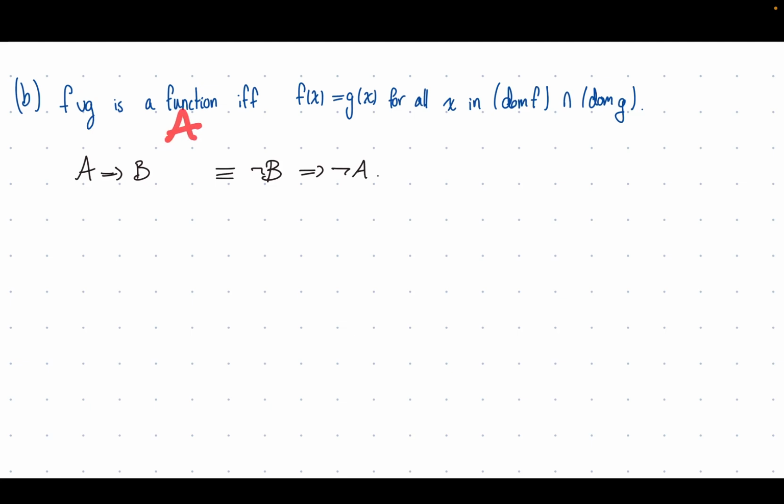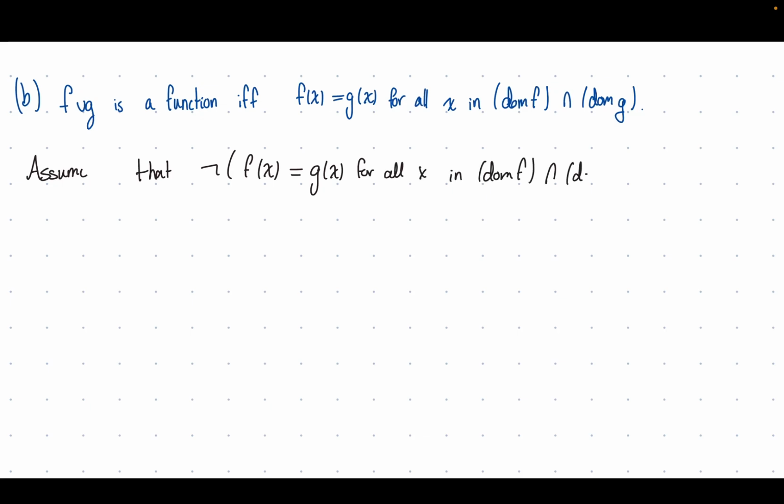So, taking this left-hand side to be A and this right-hand side to be B, what I'm going to do is, instead of showing that f union g being a function implies that these are equal for every x in the intersection of the domains, I'm going to show that if this is not true, then this can't be true either. Right? So let's do that. Now assume that it is not the case that f of x is equal to g of x for all x in domain f intersect domain g.